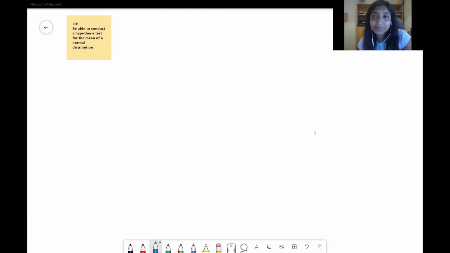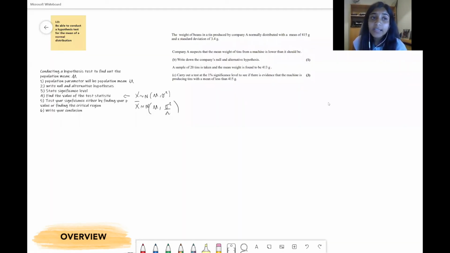But let's get started. We can use hypothesis tests using a normal distribution to test a population mean for a normal distribution. And this is through using a sample mean of our normal distribution. So the steps to carrying out this hypothesis test for a population mean, which is called mu, is first you write down your population parameter, which is your population mean mu, and then you write down your null and alternative hypotheses. Then you want to state your significance level. You then want to find the value of your test statistic.